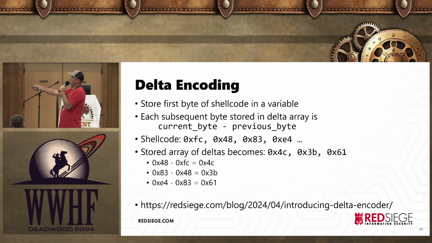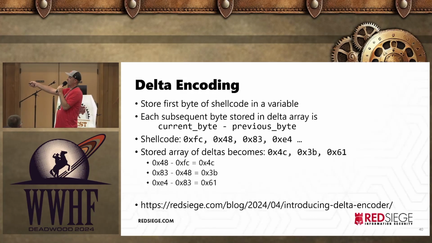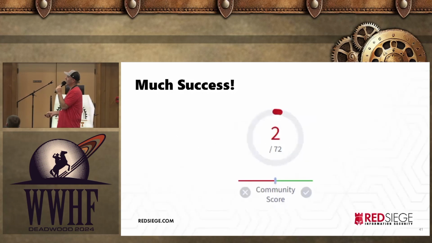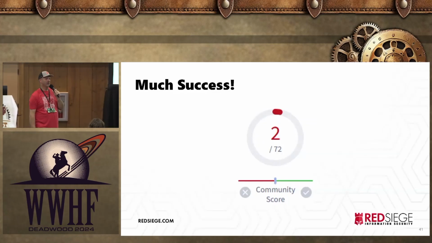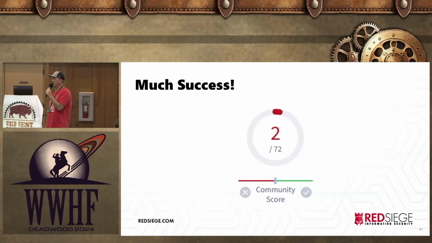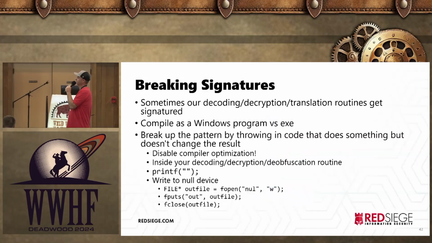So this is what those bytes of shellcode become. I store 0xFC, and then my array of obfuscated shellcode stores the deltas. And that was surprisingly effective. Like, it is a very surprisingly effective technique. Only 2 engines detected that. So that was pretty awesome.